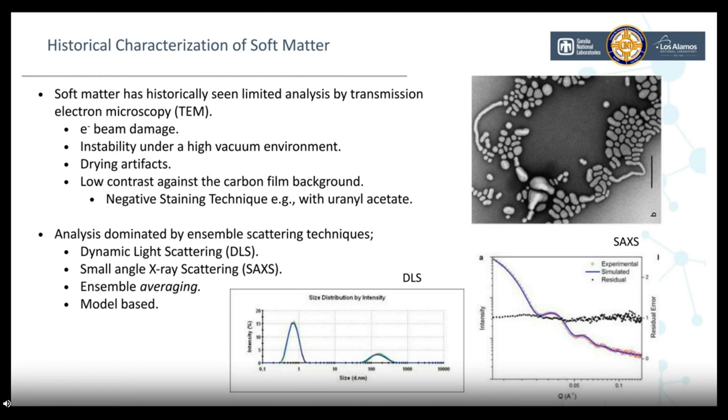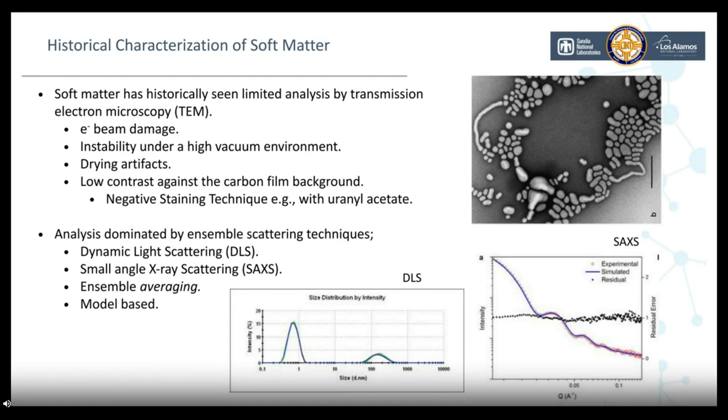To counteract the low contrast of carbon against the carbon film background, folks traditionally use negative staining techniques, something like uranyl acetate, and a typical image is on the top right there. So you get good contrast, but here again you have drying artifacts, and also now you're putting a very heavy metal into your sample, and so it introduces more uncertainty into the structure.